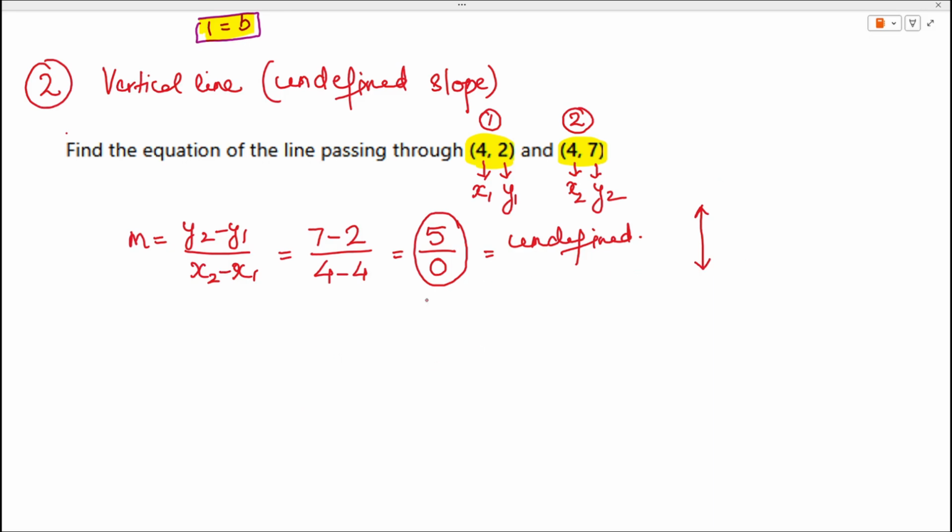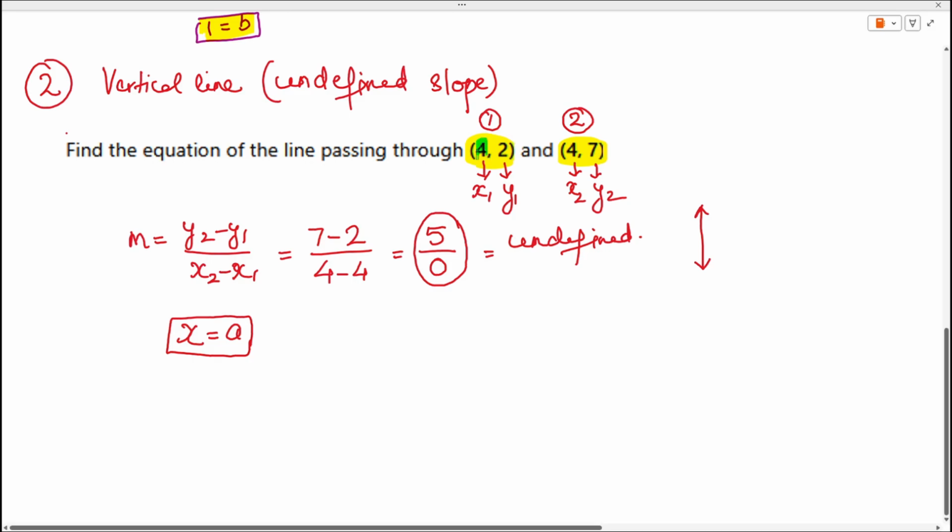For a vertical line, the equation is always x is equal to a specific value of x. If you check the points, in the first point the value of x is 4, and in the second point also the value of x remains the same. It means that irrespective of the value of y, x is always constant for the vertical line. So our equation of the line is x is equal to 4.